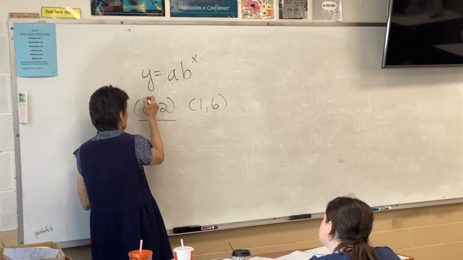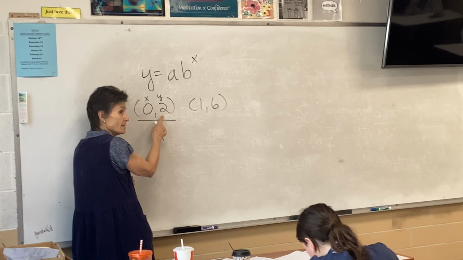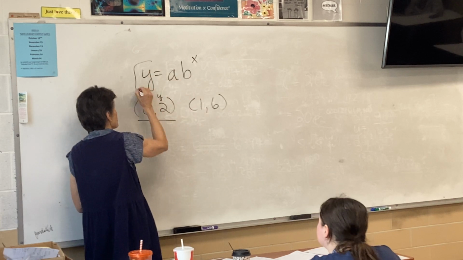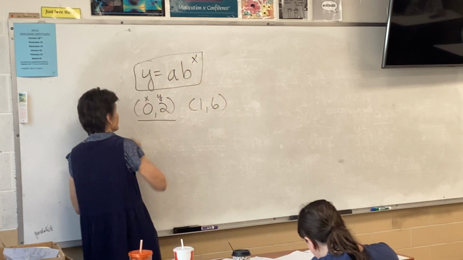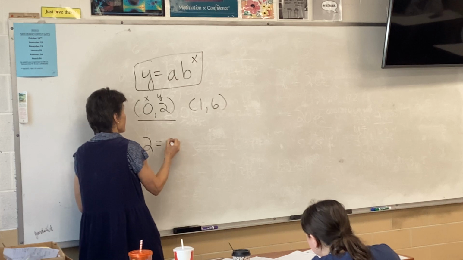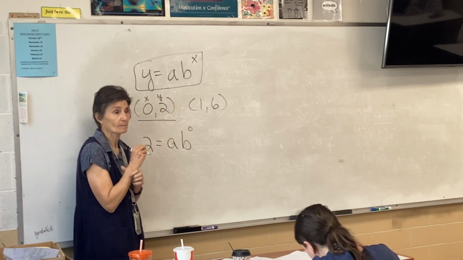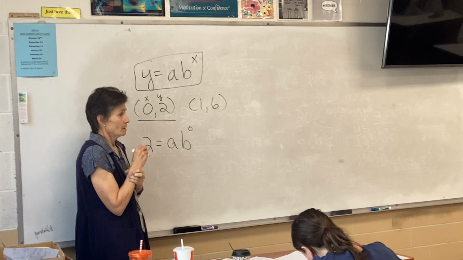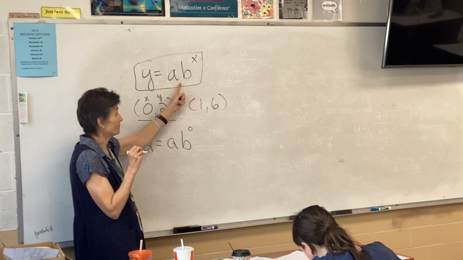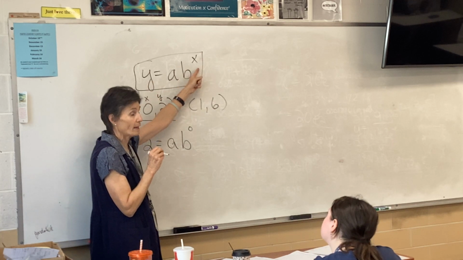Keep in mind, this is a point. So X is 0 and Y is 2. So I'm going to come up here to my general format, and I'm going to put 2 in for the Y and 0 in for the X. Now there's a lot of letters right here. Pay attention. Y goes in for Y, X goes in for X.